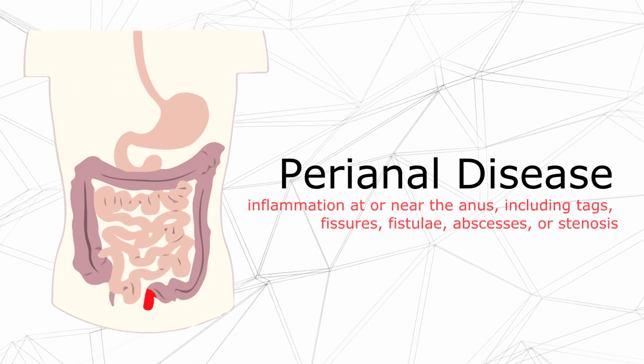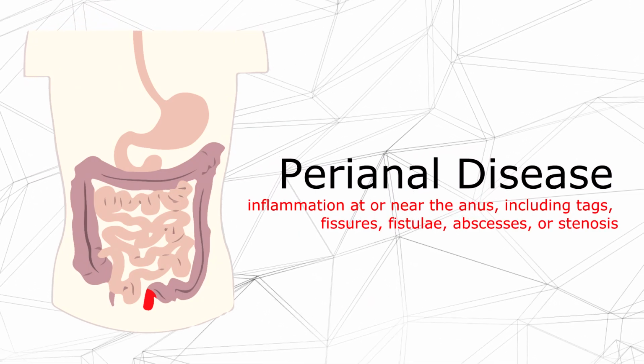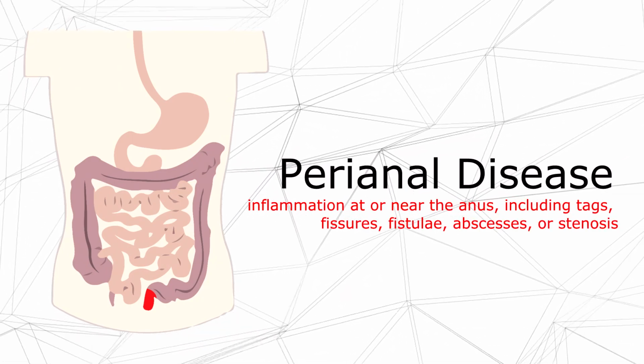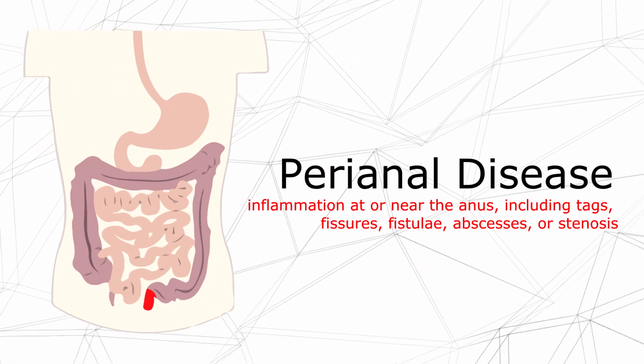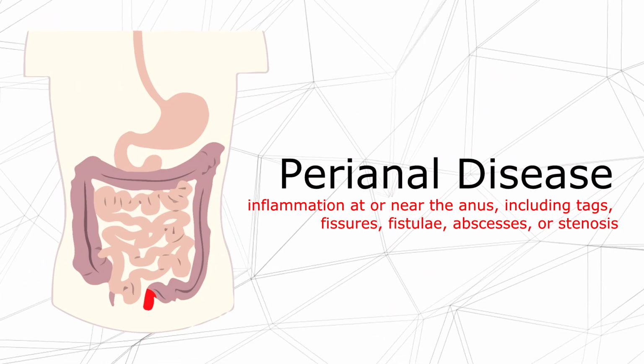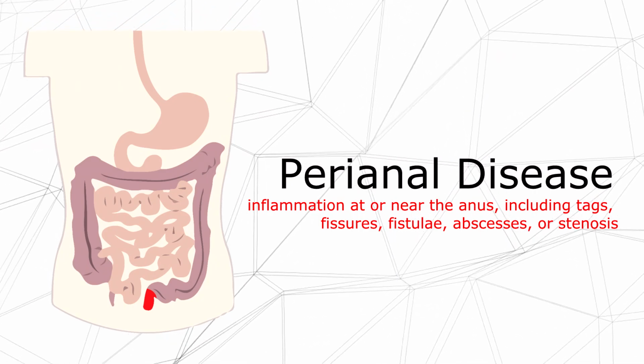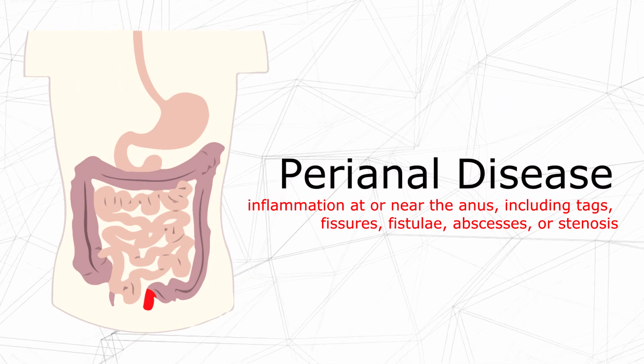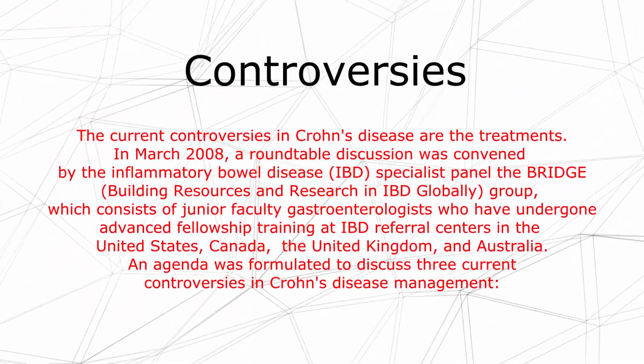Perianal disease is the inflammation conditions or complications affecting the area around the anus and rectum. It can include conditions such as perianal fistulas, abscess, skin tags, fissures, and inflammation. The current controversies in Crohn's disease are the treatment.